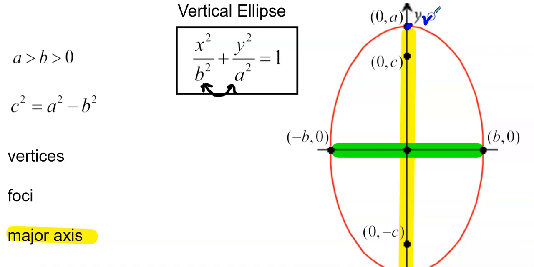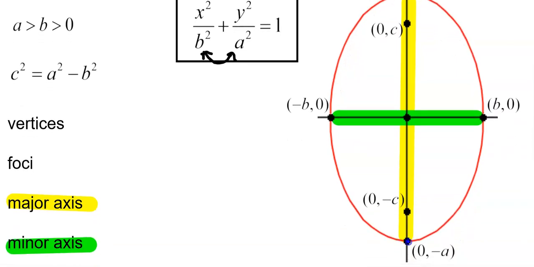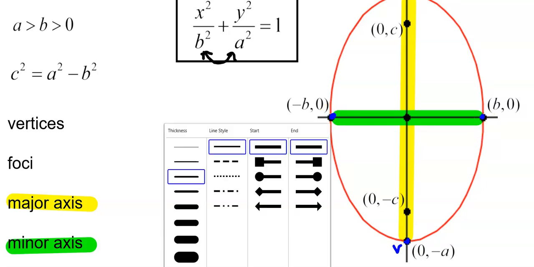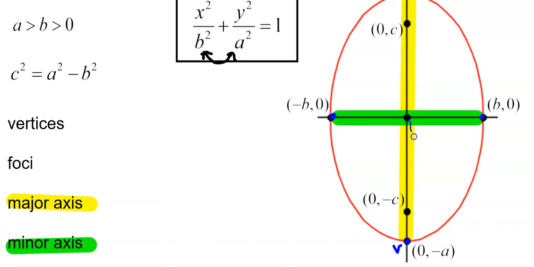So this point is the vertex. This point down here is the other vertex. These would be co-vertices, part of the minor axis. The distance from the center to the vertex is called a. The distance from the center to the co-vertex is called b. And the distance from the center to the focus point is called c. And that's the focus right there, and that's the focus right there.